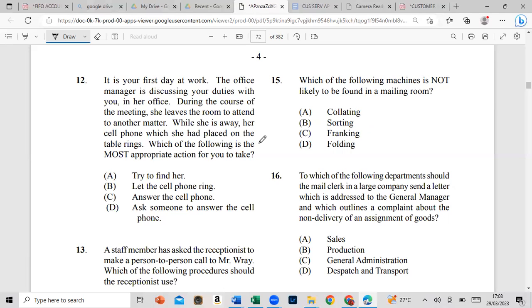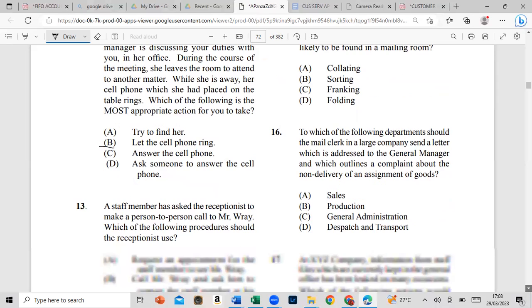A. Try to find her. B. Let the cell phone ring. C. Answer the cell phone. Or D. Ask someone to answer the cell phone. It would be B. Let it alone. Let's move on to 13.